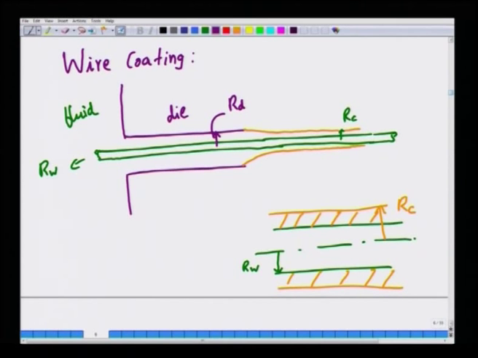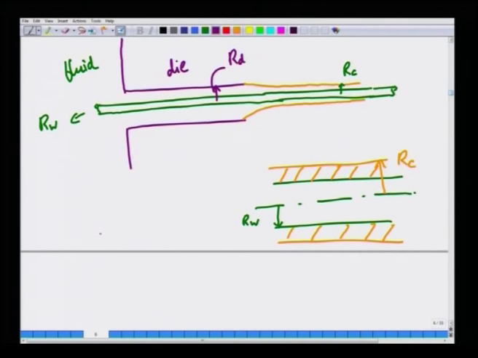The goal of our calculation using the differential momentum balance is to find an expression for the coated radius. Can we predict what will be the coated radius in terms of parameters such as the radius of the wire, the radius of the die, the velocity of the wire? Can we say something? That is what we want to solve.